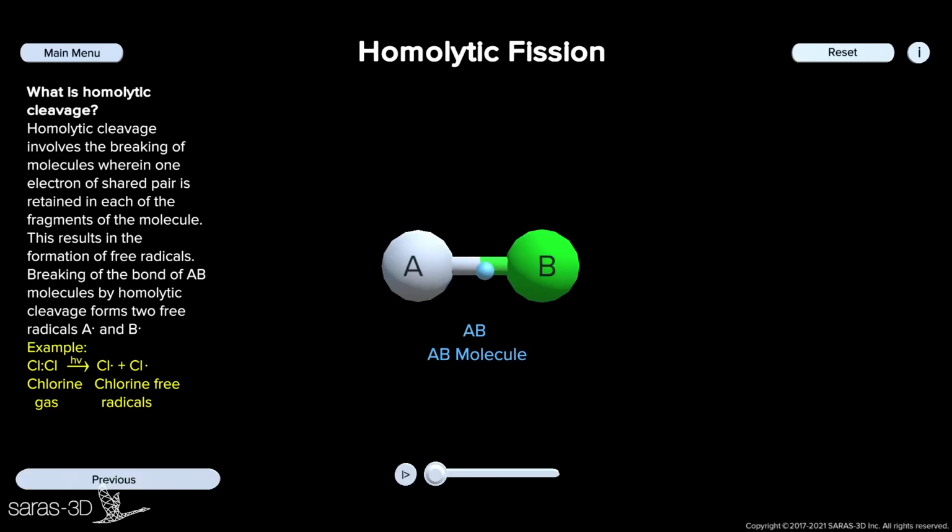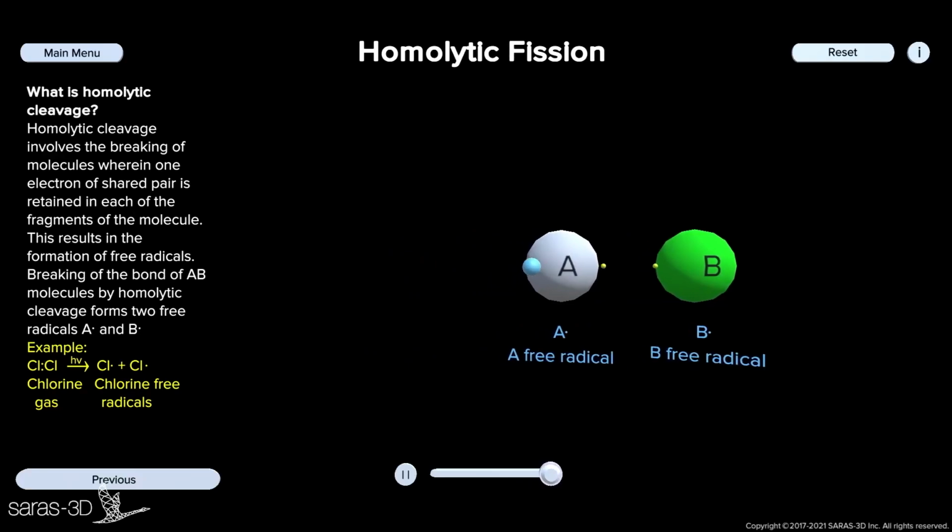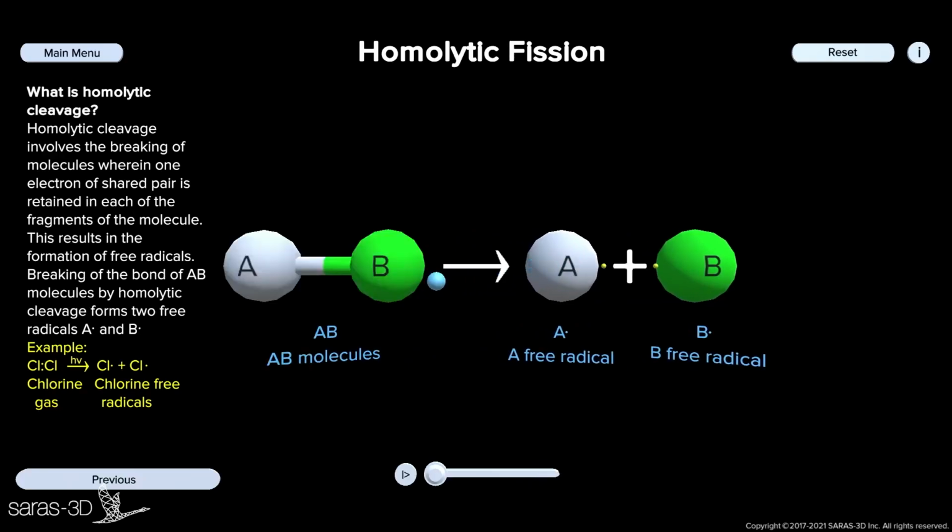So this shared pair of electrons is concentrated in the center because the electronegativity is the same. So the electron density is not going to get pulled towards any of these atoms. Rather, it will be concentrated in the center of these two atoms. So when this bond is broken, what happens? Each atom will take away one electron towards itself. So this is known as homolytic fission.